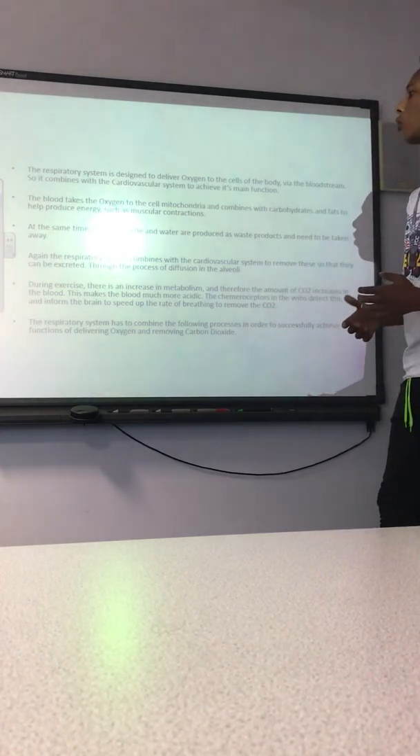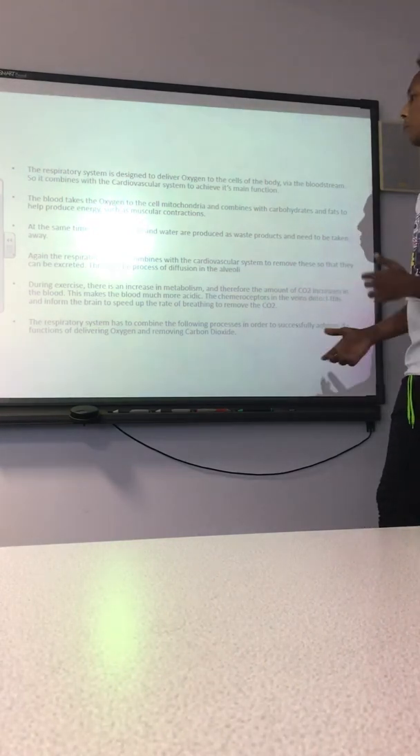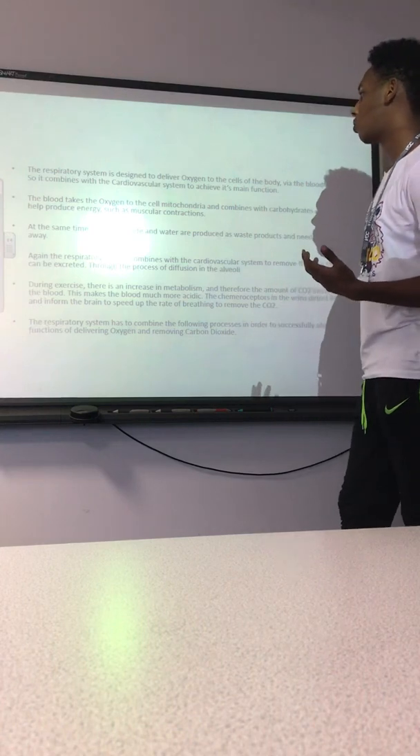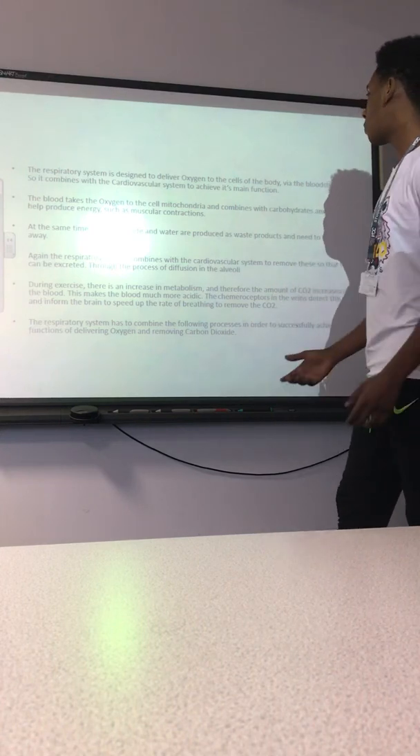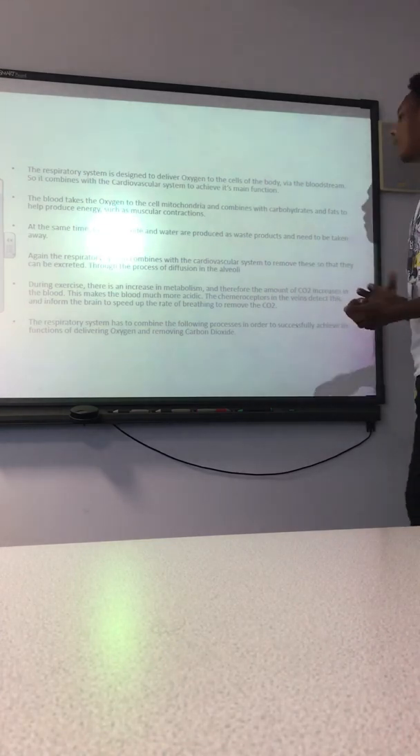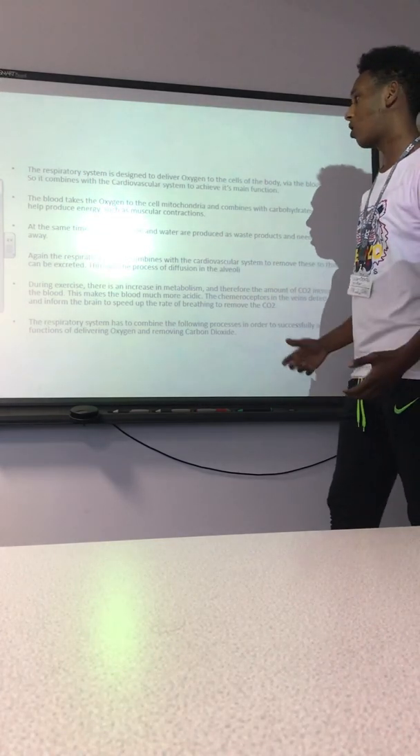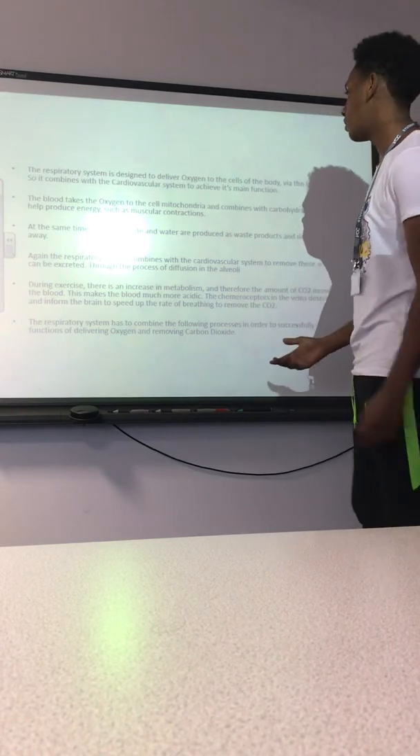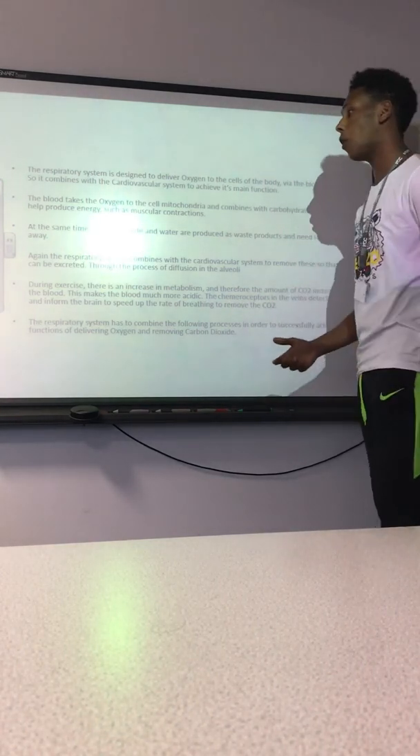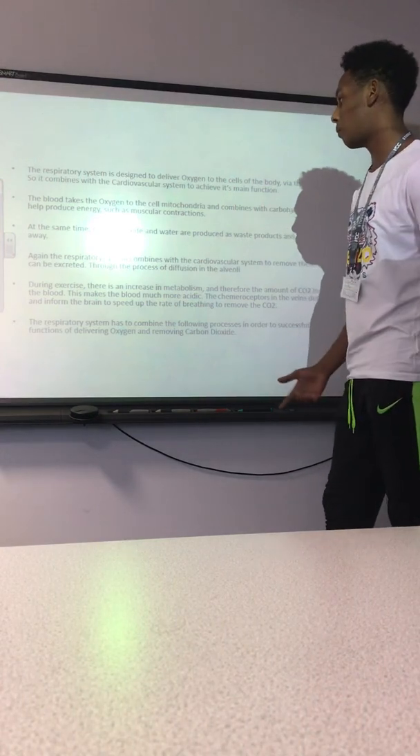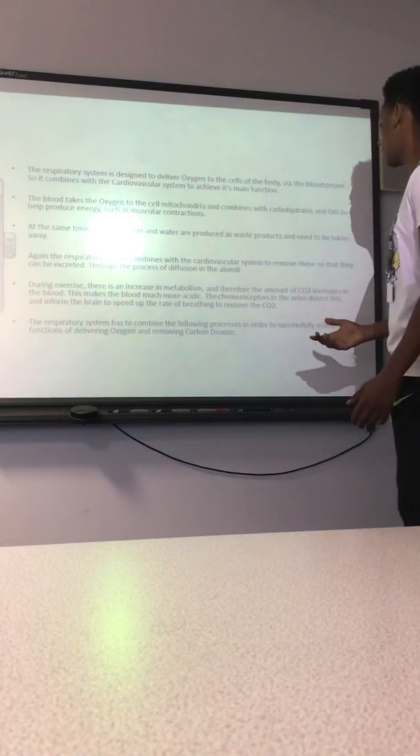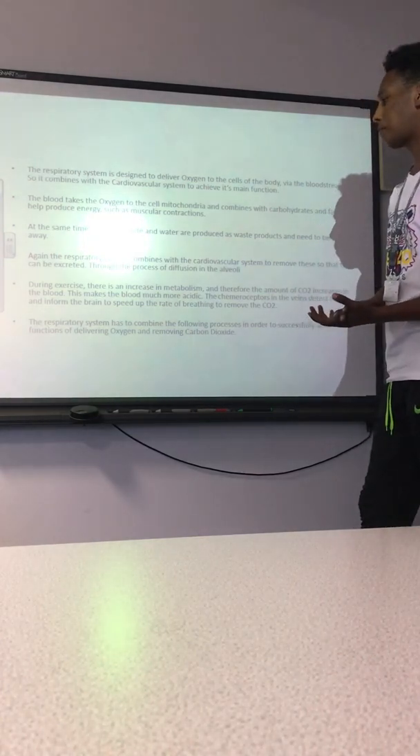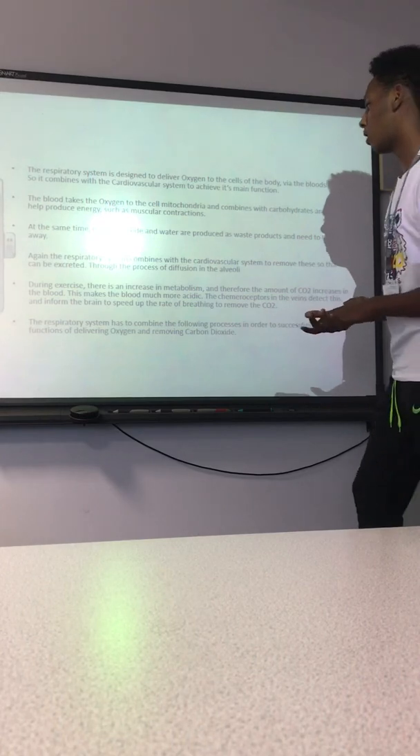The respiratory system is designed to deliver oxygen to the cells of the body via the bloodstream, so it combines with the cardiovascular system to achieve its main function. The blood takes the oxygen to cell mitochondria and combines with carbohydrates and fats to help produce energy, such as for muscular contractions. At the same time, carbon dioxide and water are produced as waste products and need to be taken away. Again, the respiratory system combines with the cardiovascular system to remove these so that they can be excreted, through the process of diffusion in the alveoli.